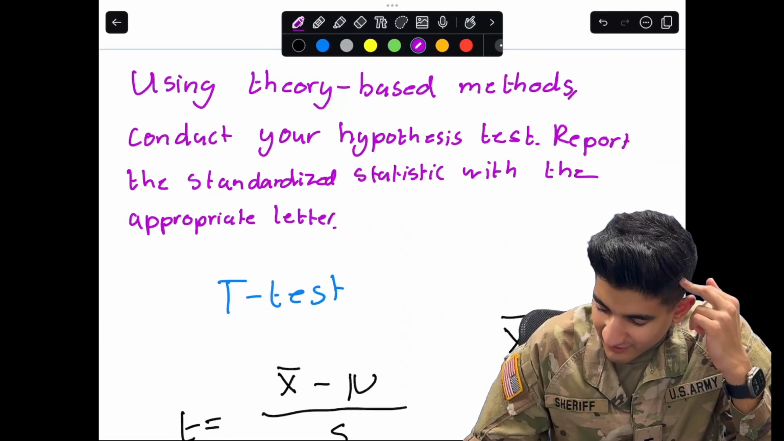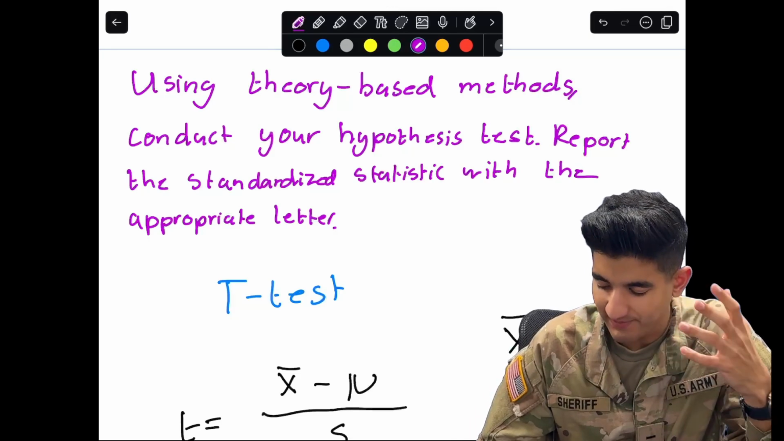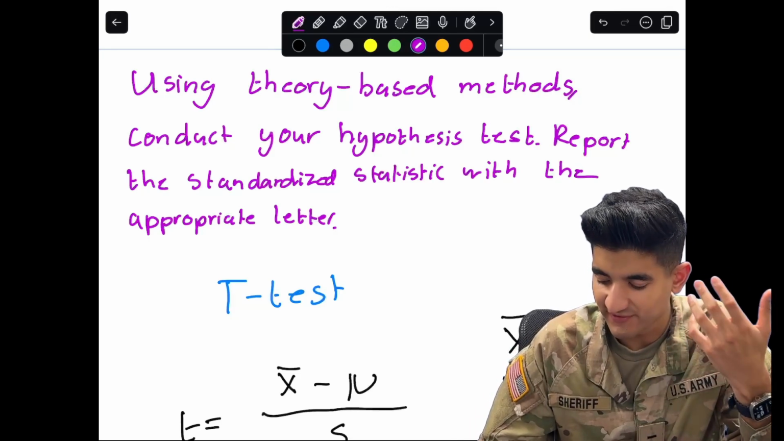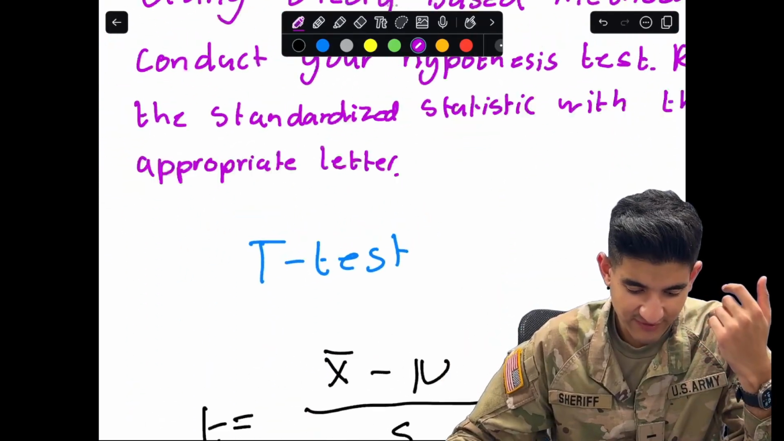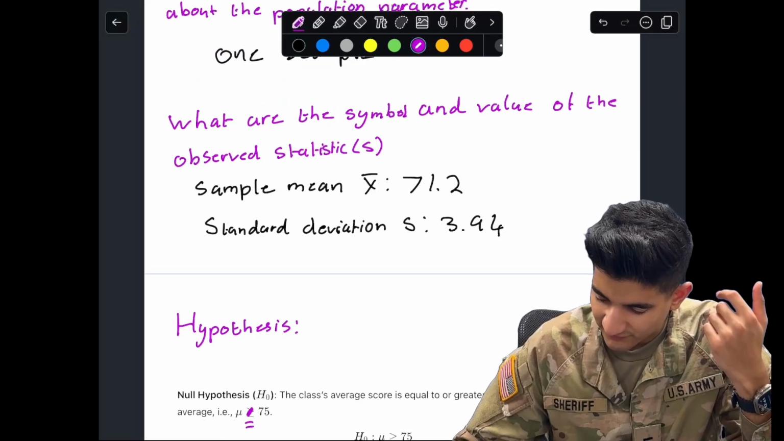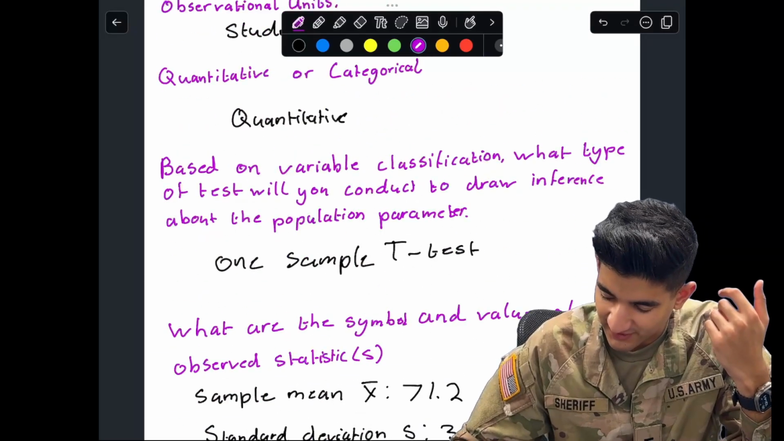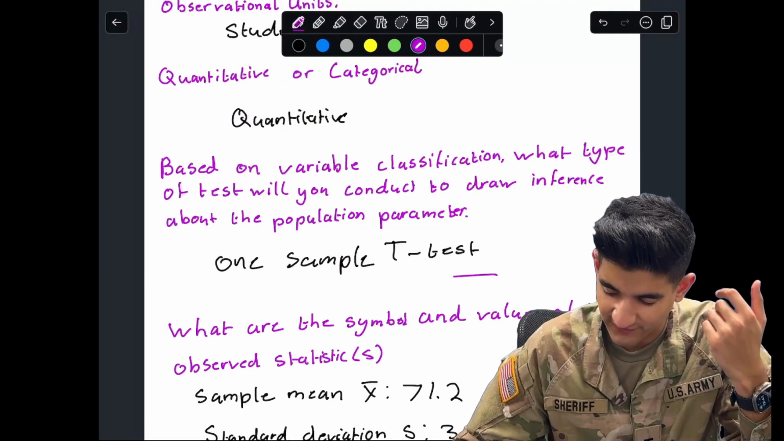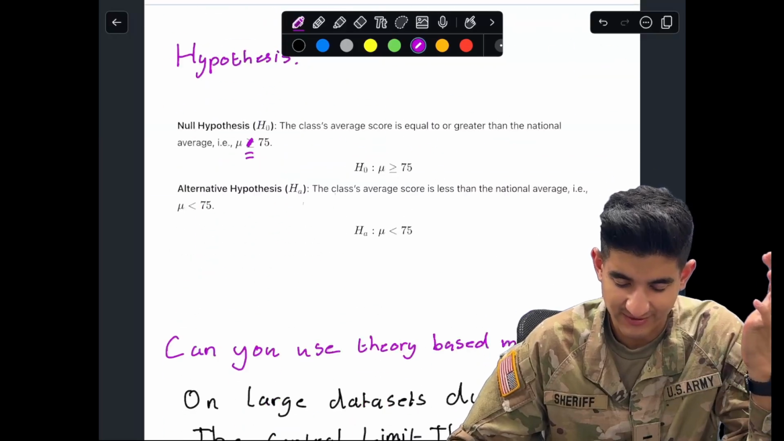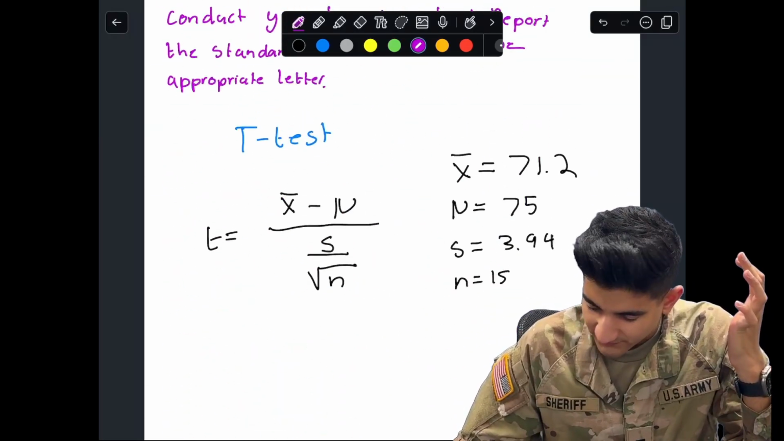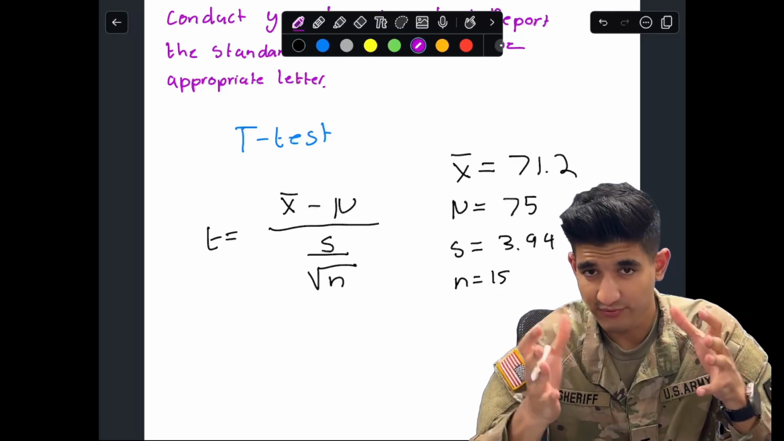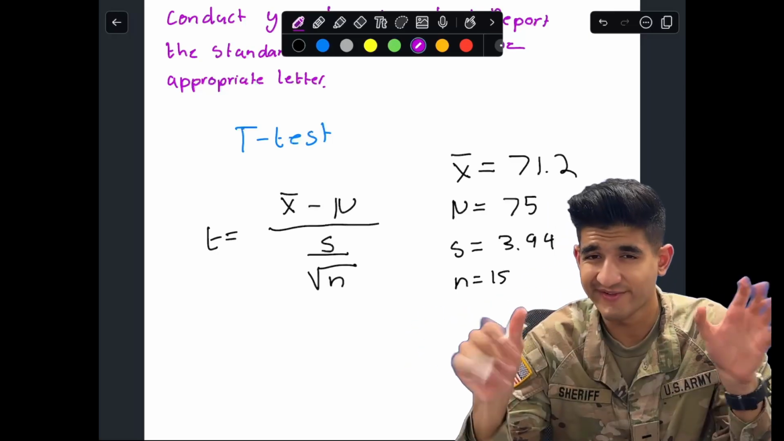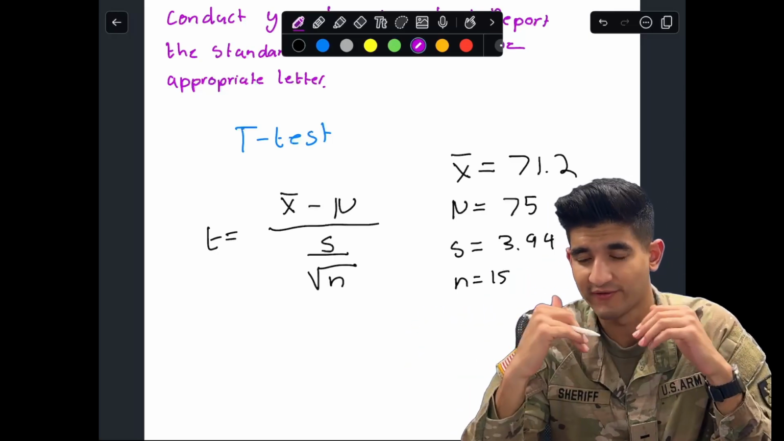All right, moving down, using theory-based method, conduct your hypothesis test, report the standardized statistic with the appropriate letters. So remember, we're going to be using the t-test over here. As we saw before, because we have quantitative data, we're going to use the t-test. That's where I got it from. I didn't just make that up. Now it might seem that I have a lot of stuff pre-written. Don't worry, I'm going to go through it step by step. This is just the formula stuff and the lingo, so we're going to breeze through it.